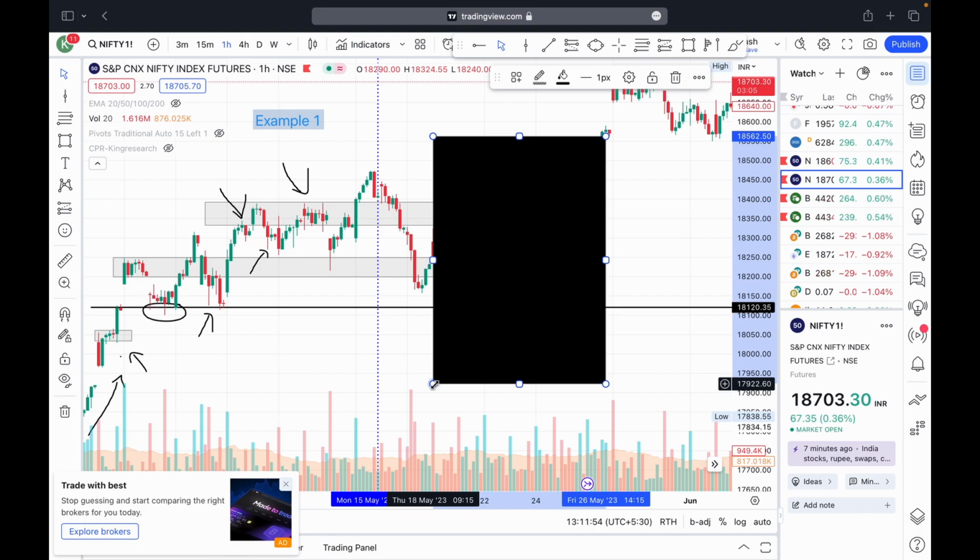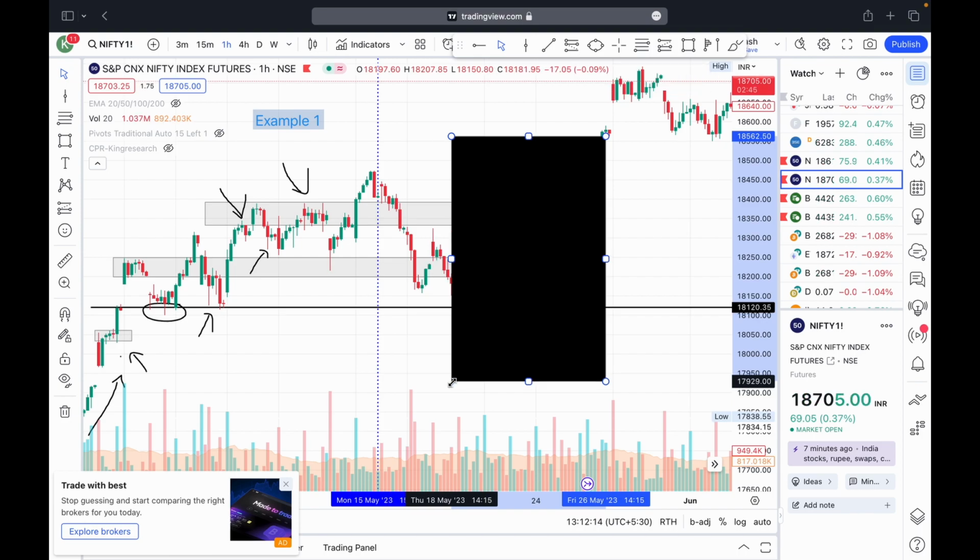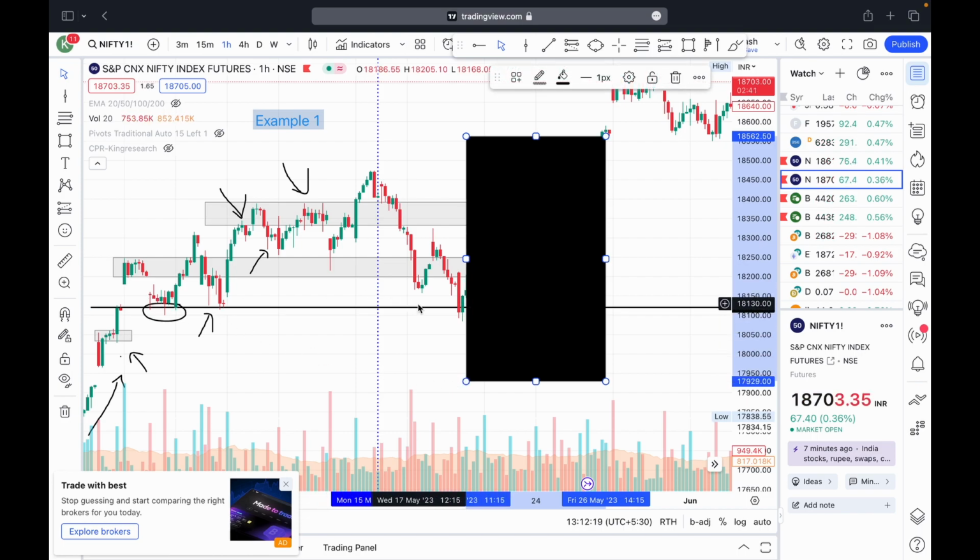So you do not need to be very specific about that. The market actually crossed your SNR, so the SNR is not basically holding it, because sometimes the market actually crosses the SNR but comes back in. Moving on further, the market actually came down and took support at this level.